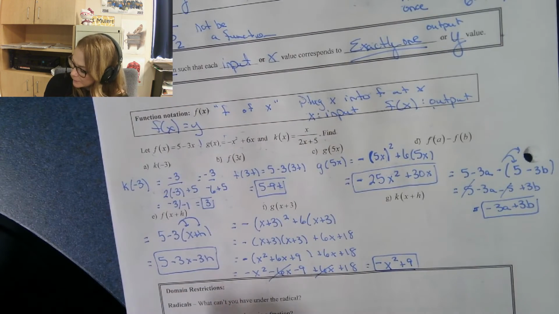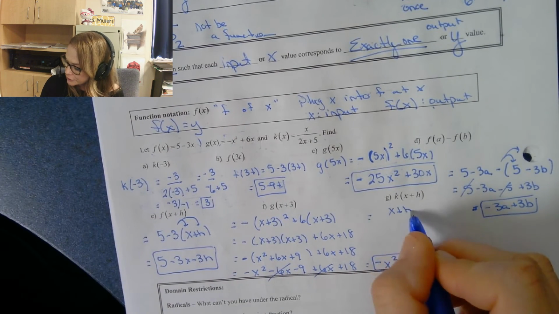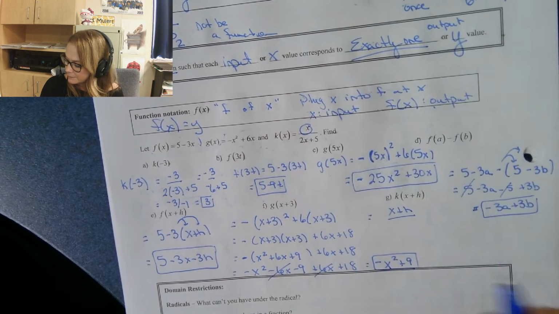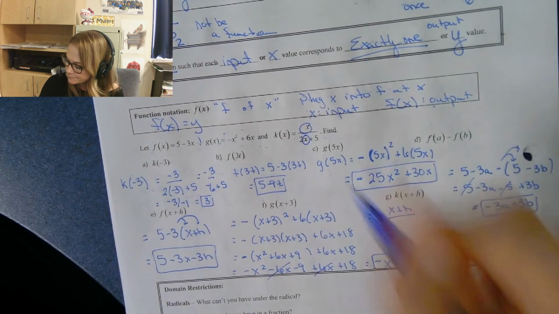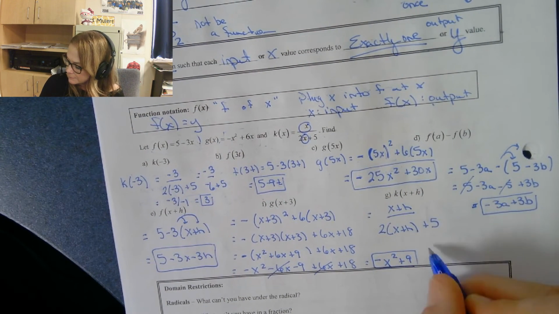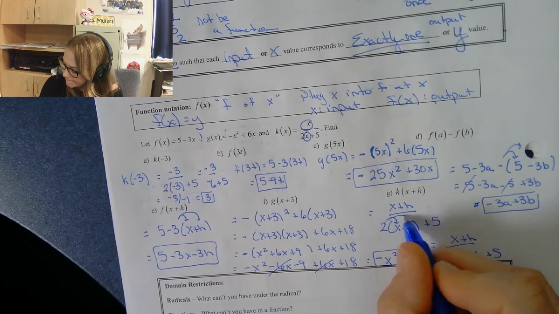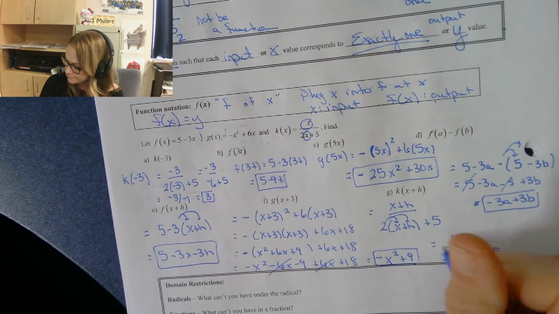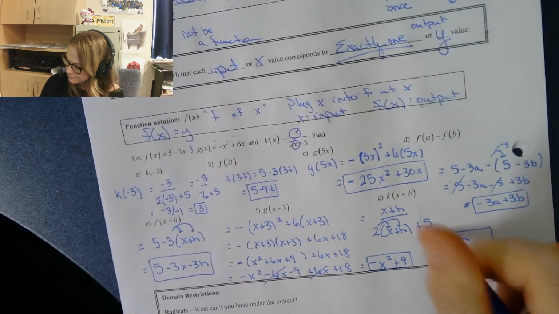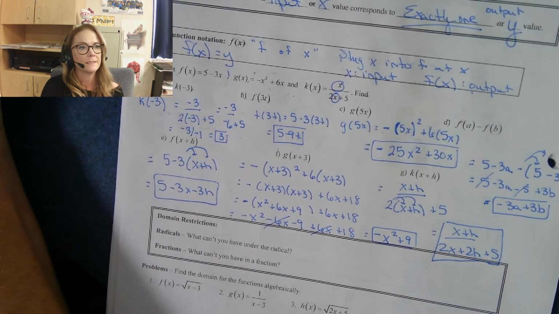All right, last one. Let's plug x plus h into k. X plus h, so I'm just plugging it right there, over 2 times, parentheses, x plus h, plus 5. 2x plus 2h, that's the distributive property. All right. So, there you go. That's the first part of our 6.6.